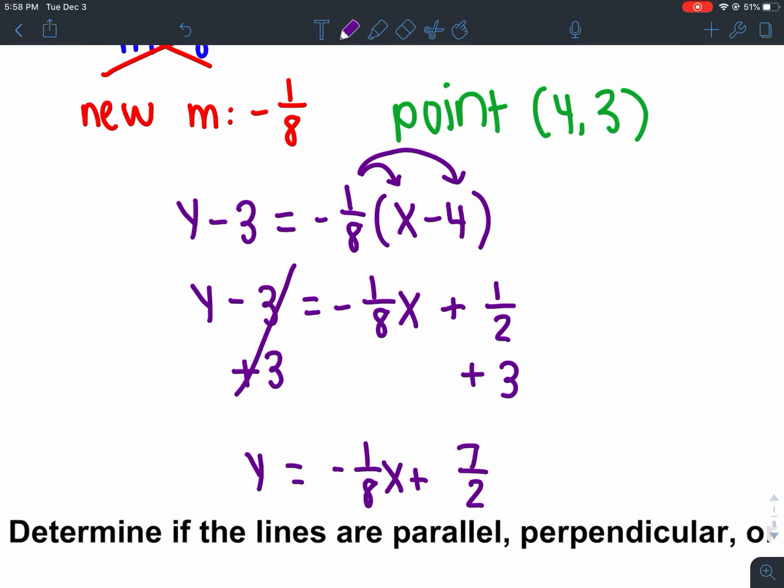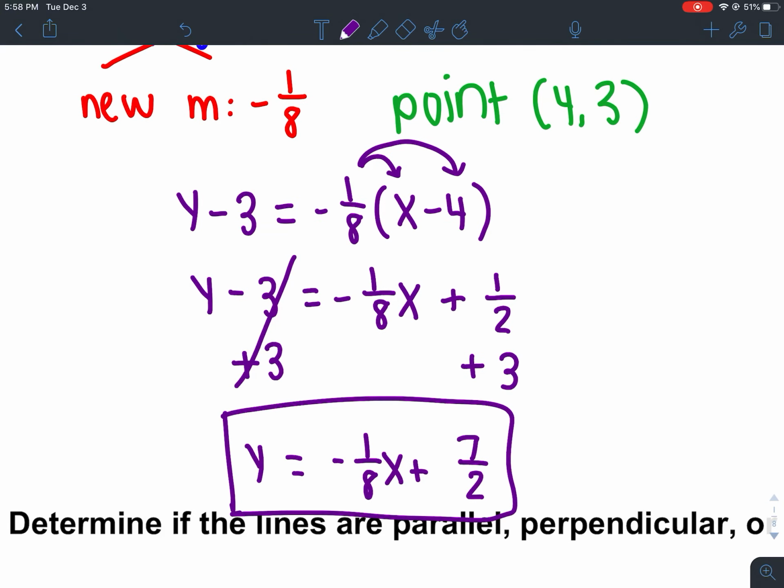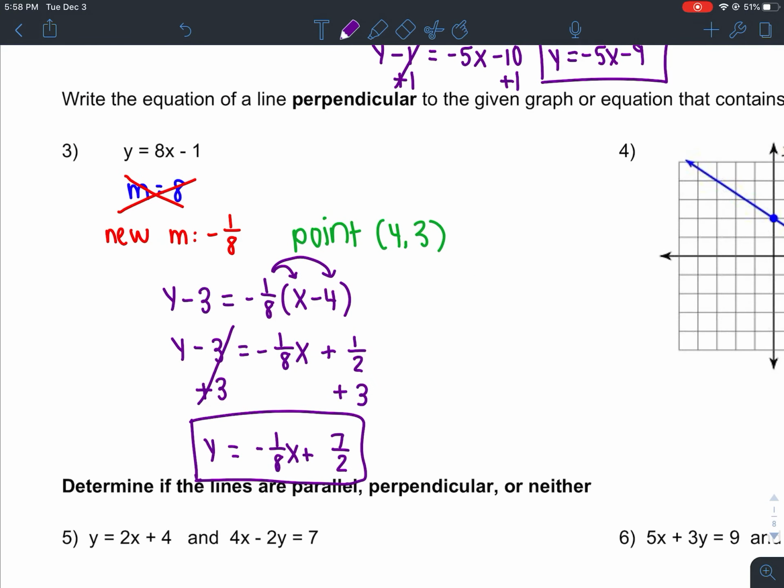Is y by itself? Yes. So what did I just do here? I created two lines that are perpendicular to each other. Y equals 8x minus 1 is perpendicular to y equals negative 1/8 x plus 7 over 2.